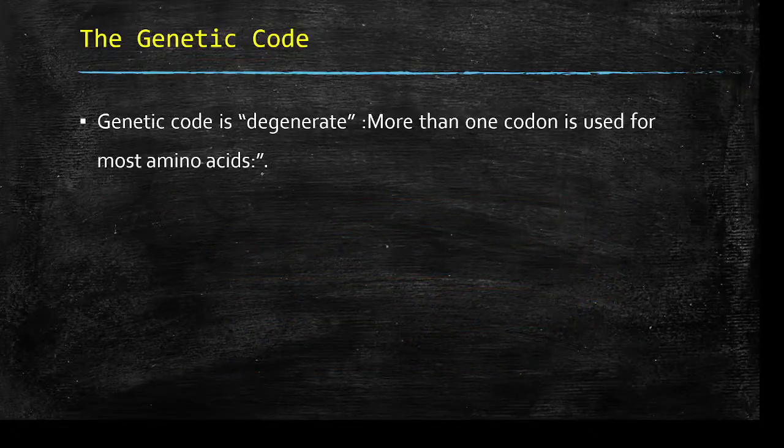So genetic code is degenerate. We call that degenerate because more than one codon is used for most amino acids. That is, more than one codon can code for one particular amino acid. That we will see in the next slides when we look into the whole picture of genetic code.